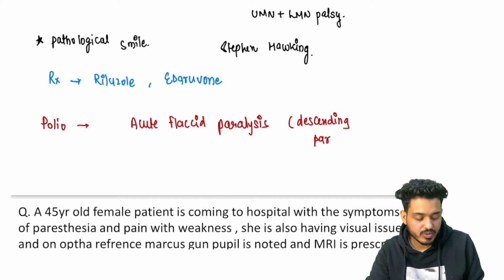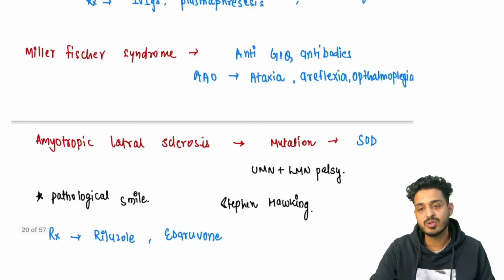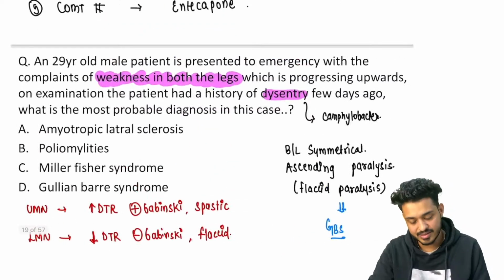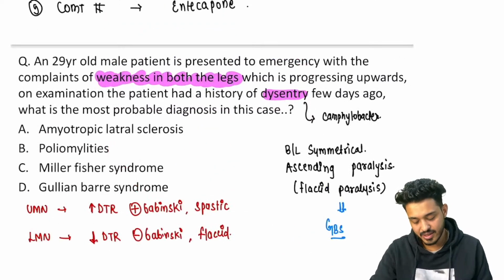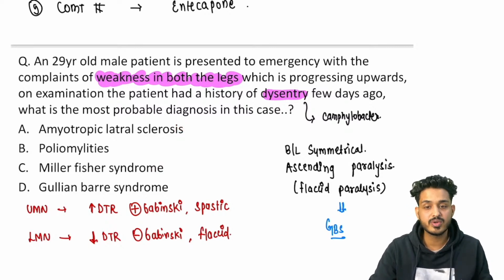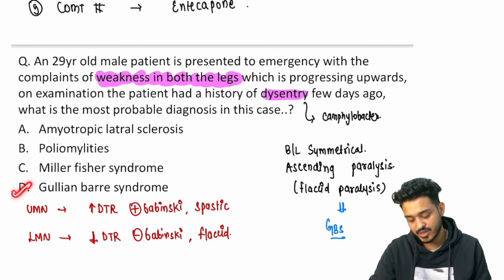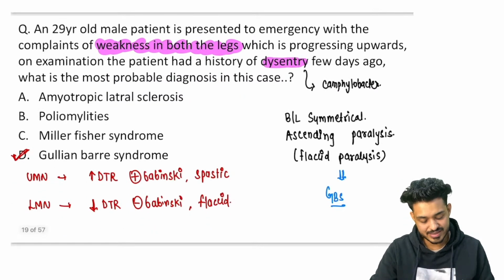In this question, what have they given us? They have asked about the ascending type of paralysis. Polio will be having descending type of paralysis, right? So polio cannot be the answer. Miller-Fisher cannot be the answer. ALS, there will be both upper and lower motor neuron palsy. So the answer in this particular case will be Guillain-Barré syndrome. I hope this is clear to you.